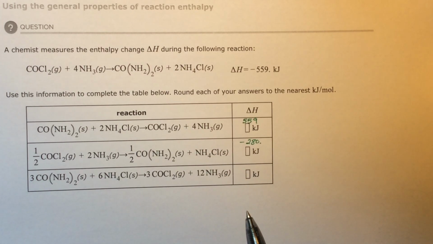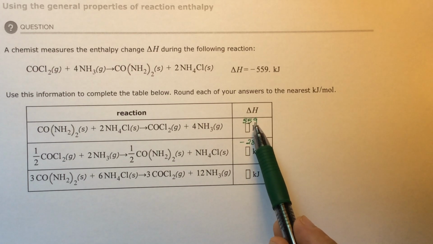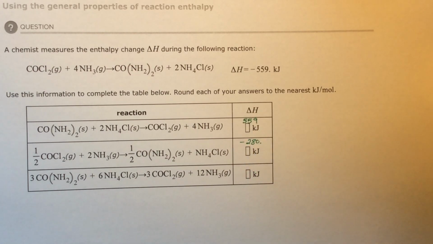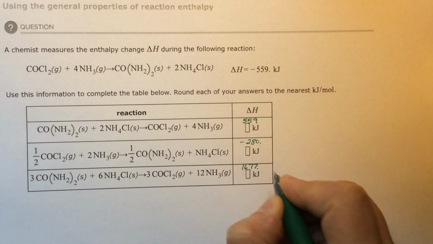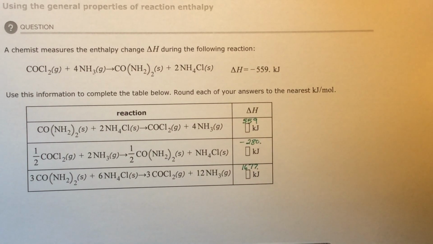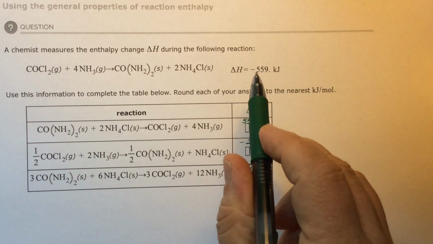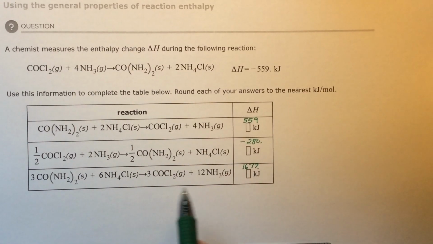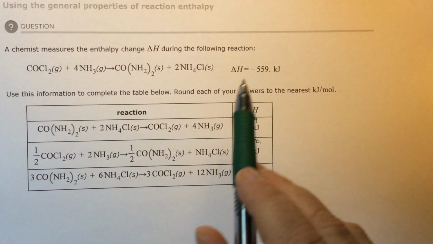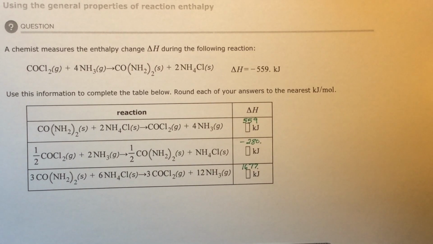So I need it to be positive. And I need this 559 tripled, which is 1677 kilojoules. So all you're doing is manipulating the fact that you know how much energy is being dumped out or absorbed, and then as you modify the formula, either going backwards or forwards, you can simply modify the enthalpy. Okay, so it looks scary, but it's not that bad.